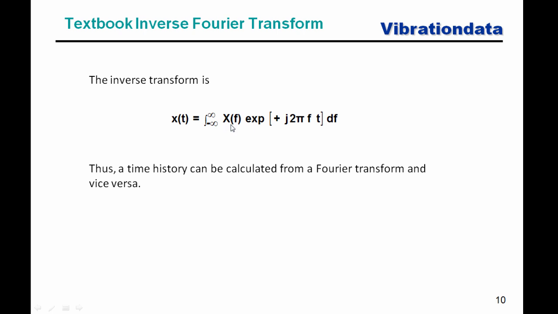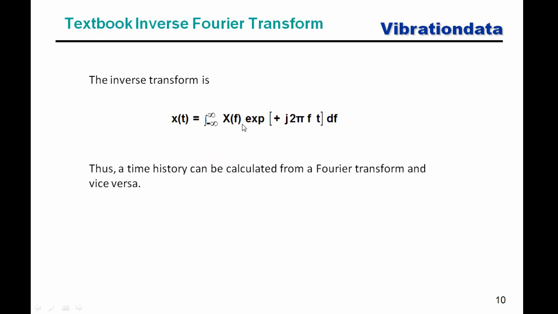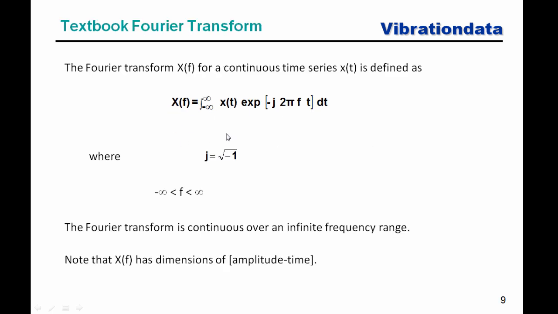So here we would put the Fourier transform here, and we get the time history back out. So if we take the Fourier transform of a time history, then turn right back around, take the inverse Fourier transform, we get our original time history that we started with.